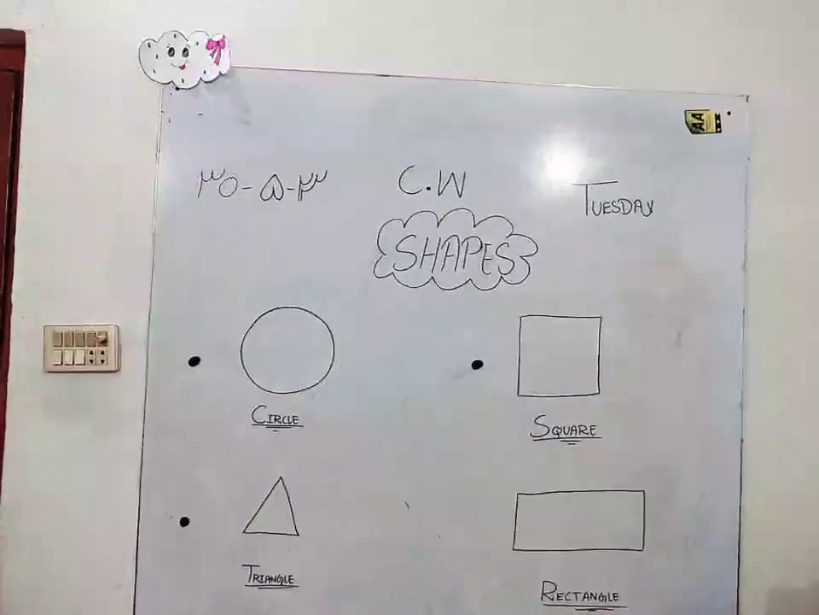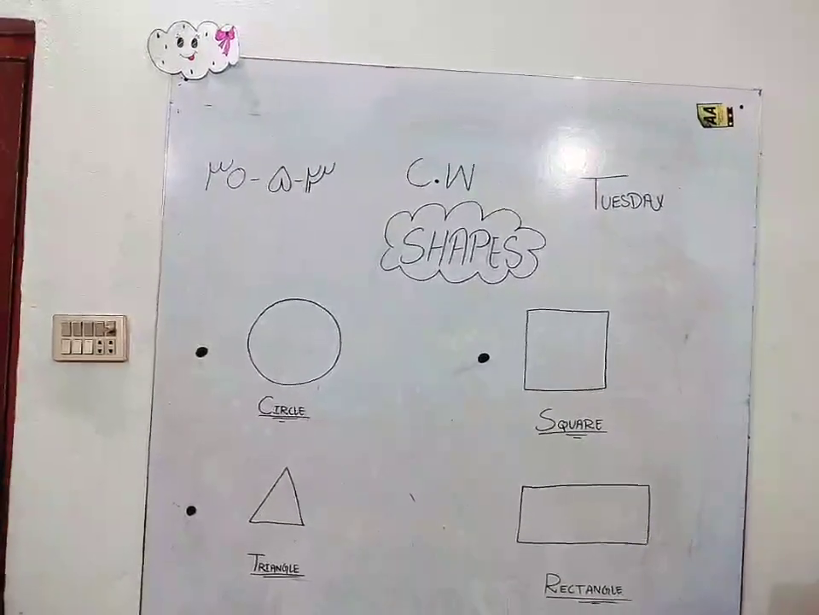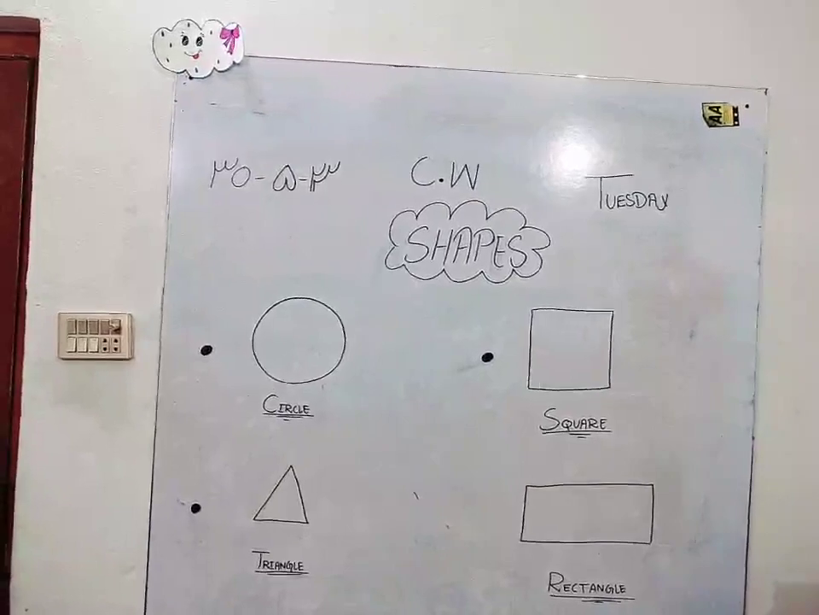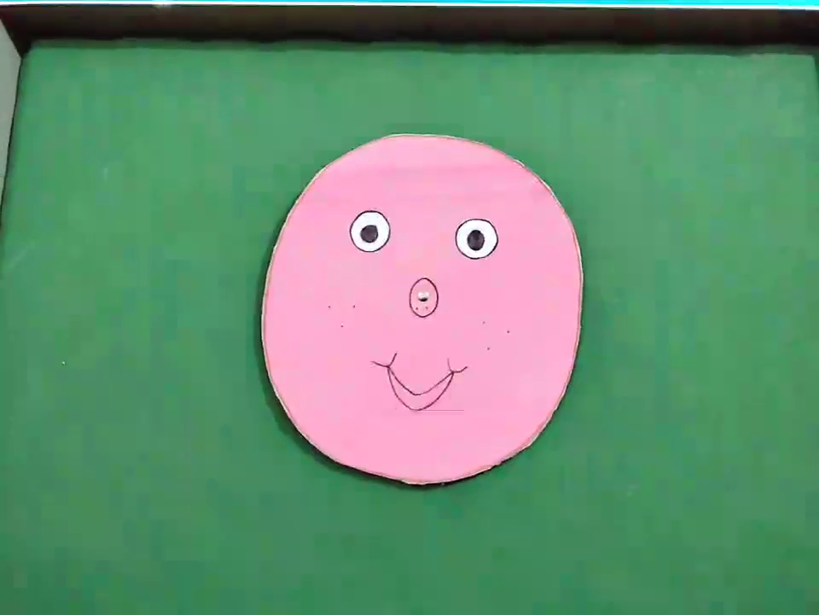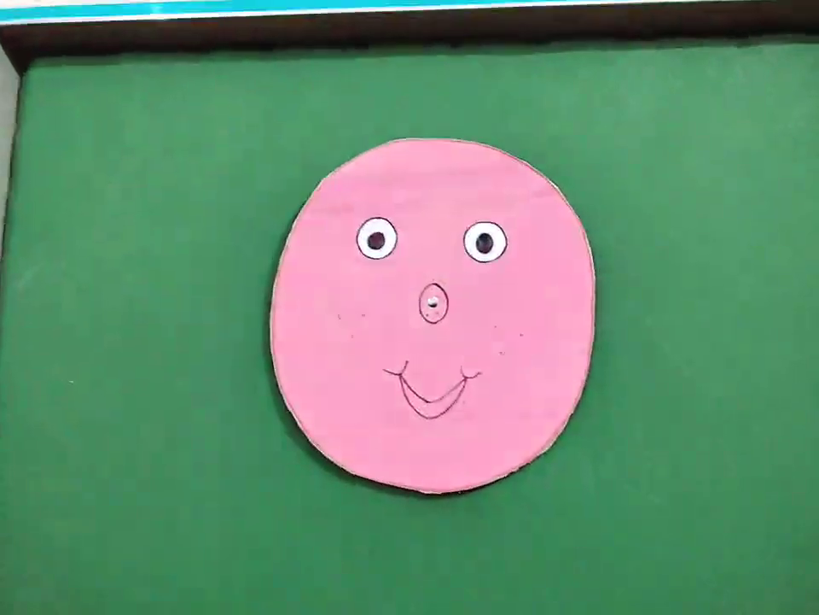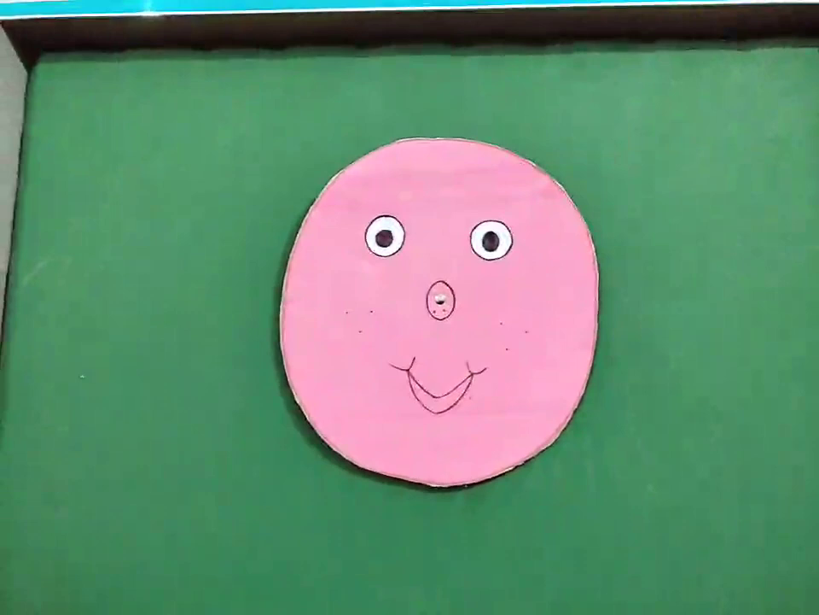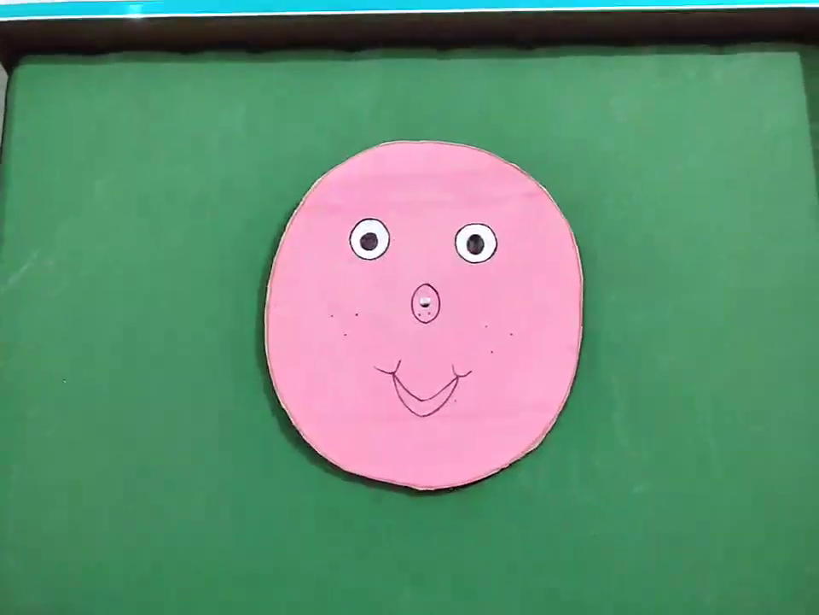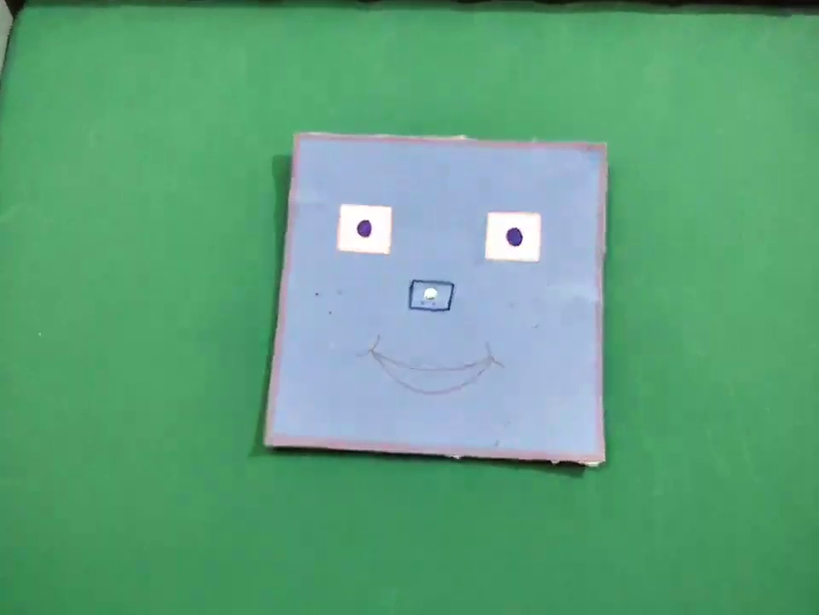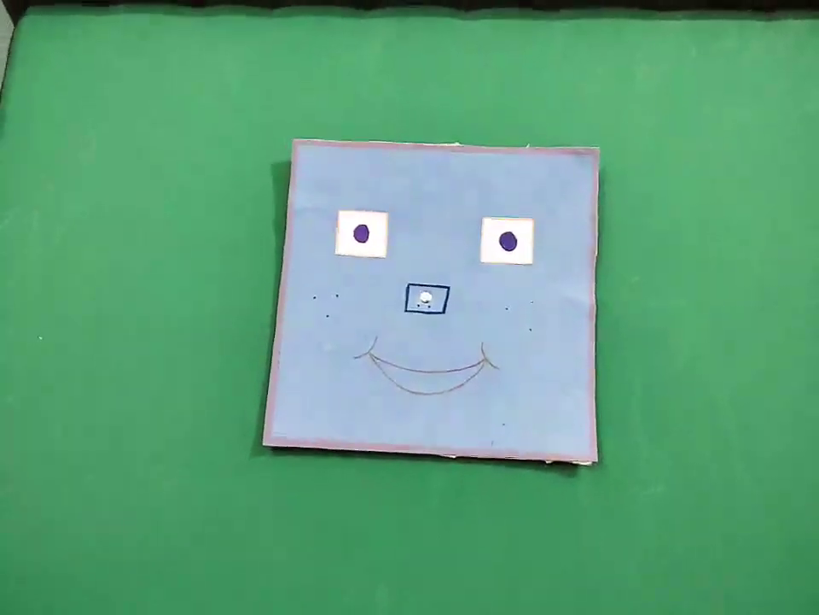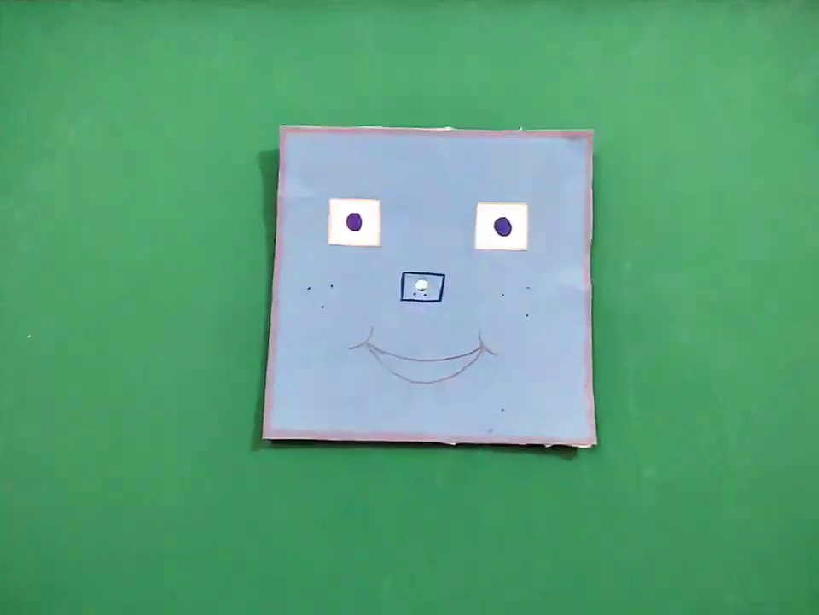Alhamdulillah. Today in class 1 we are going to discuss and learn about shapes. The first is circle, square, triangle and rectangular. What is the name of the first shape? Circle. What is the name of the second shape? Square.